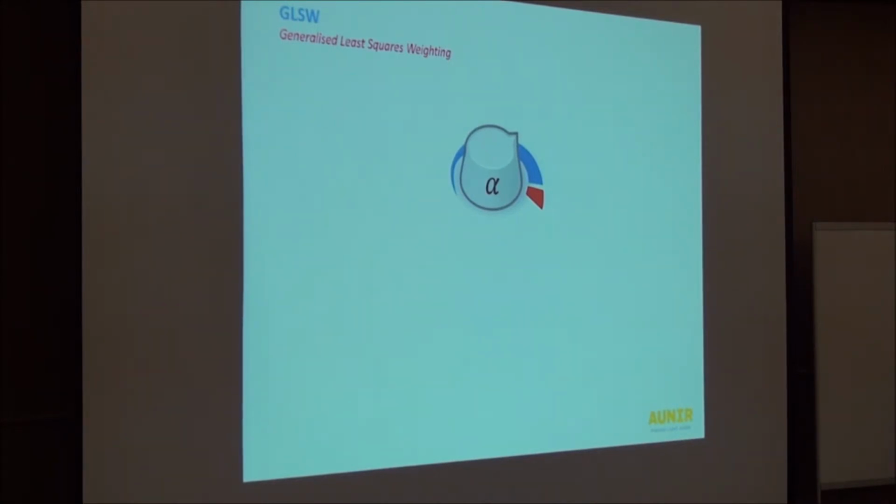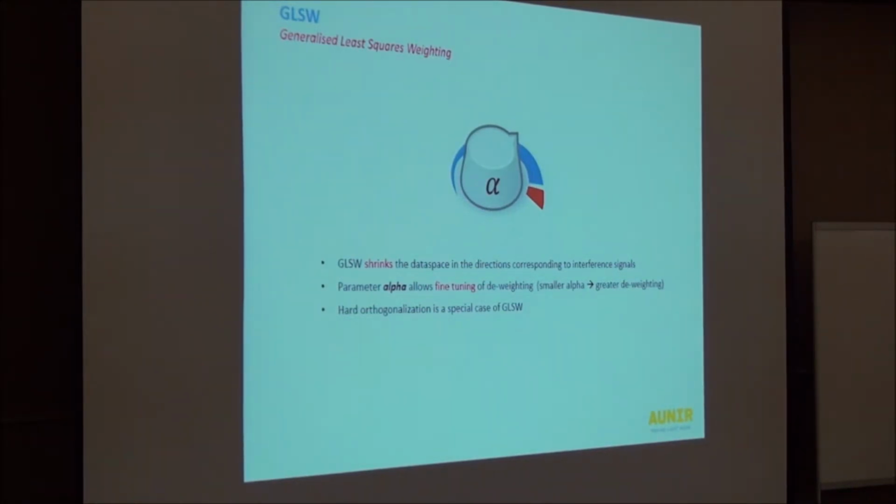So with GLS, it's very similar to what I just said, except that you have a gauge. You can control it very precisely. You can fine-tune how much you want to shrink those unwanted directions in the data set. And that factor that is used to downweight, or the level of downweighting, is called alpha. So GLSW shrinks the data space in the direction corresponding to interference signal, and alpha fine-tunes that level of deweighting. So smaller alpha corresponds to greater deweighting.